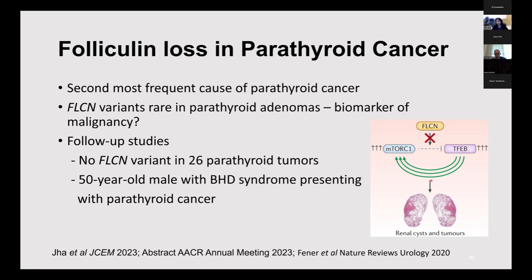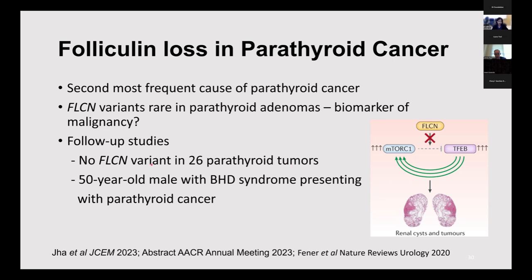And so whether this is also the mechanism by which folliculin loss results in primary hyperparathyroidism remains to be seen. There is no parathyroid cell line, there are no in vitro models, which limits our ability to study the mechanism in parathyroid tissue. But we are working on animal models to study this further.